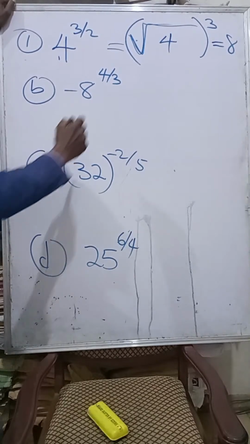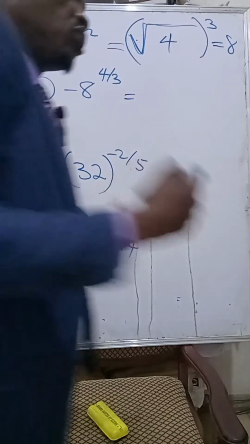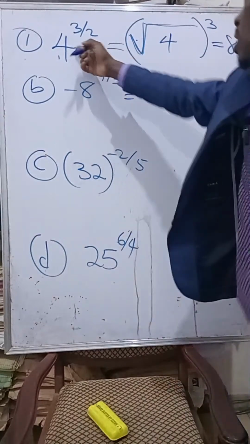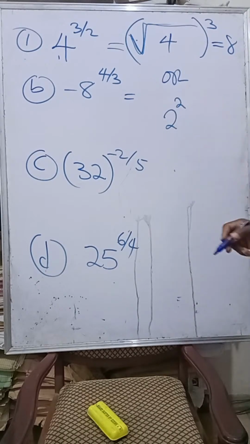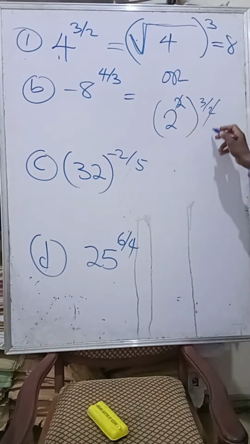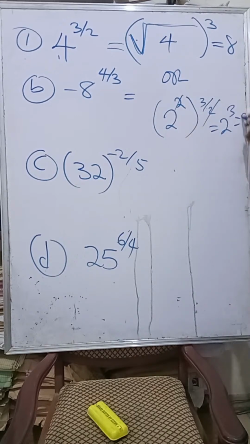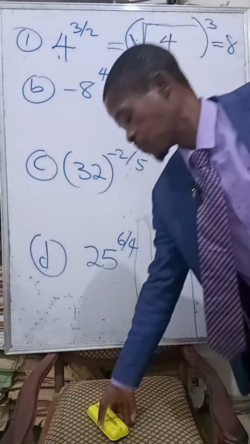That's not the only way, but we are following the rules. You can use another one. You can write 4 as 2 to the power 2, and then times 3 over 2. So the 2 and the 2 cancel, and then you have 2 to the power 3, which equals 8. So the choice is yours. You can use this one or this one. Nobody's going to tell you which particular one to use. It's left for you to decide which one you want to use.